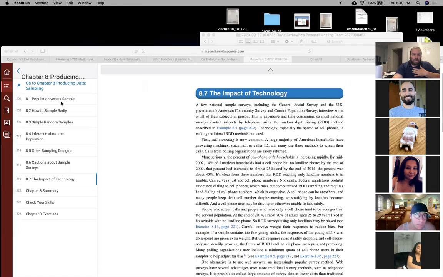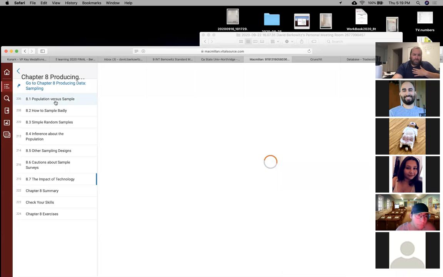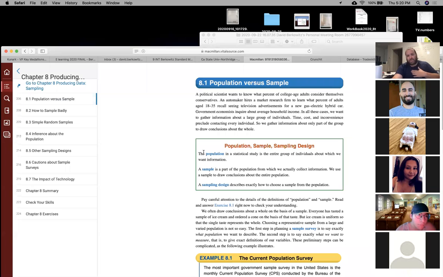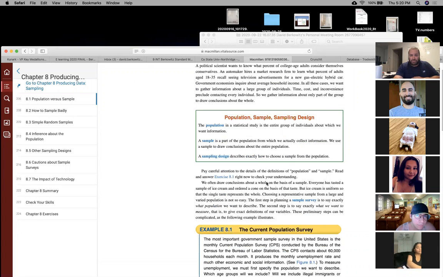So we talked about producing data from sampling. We talked about the difference between the whole population and the sample. And of course, the sample is going to be used to predict things about the population. And you must come up with a sampling design. How are you going to do it? How are you going to take your sample?